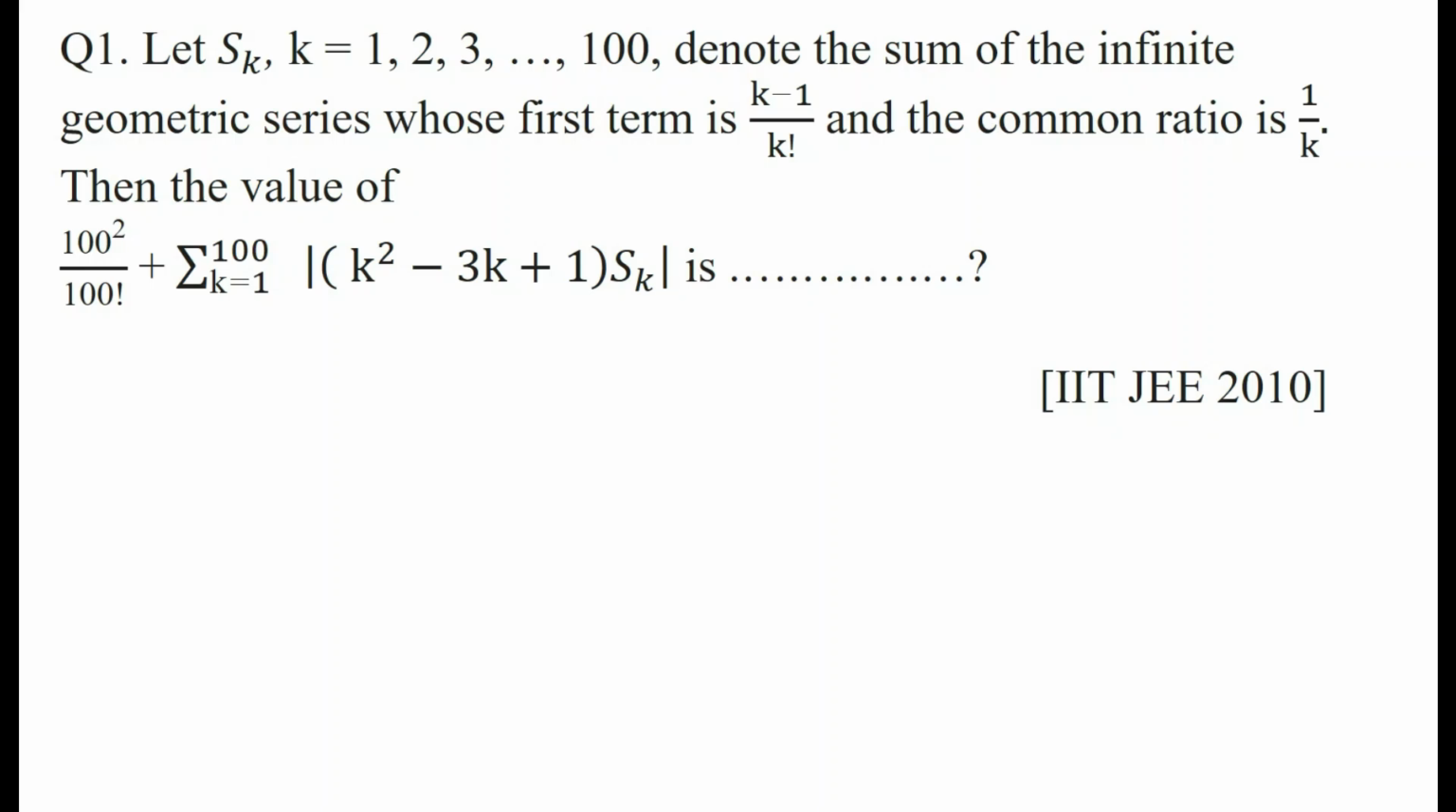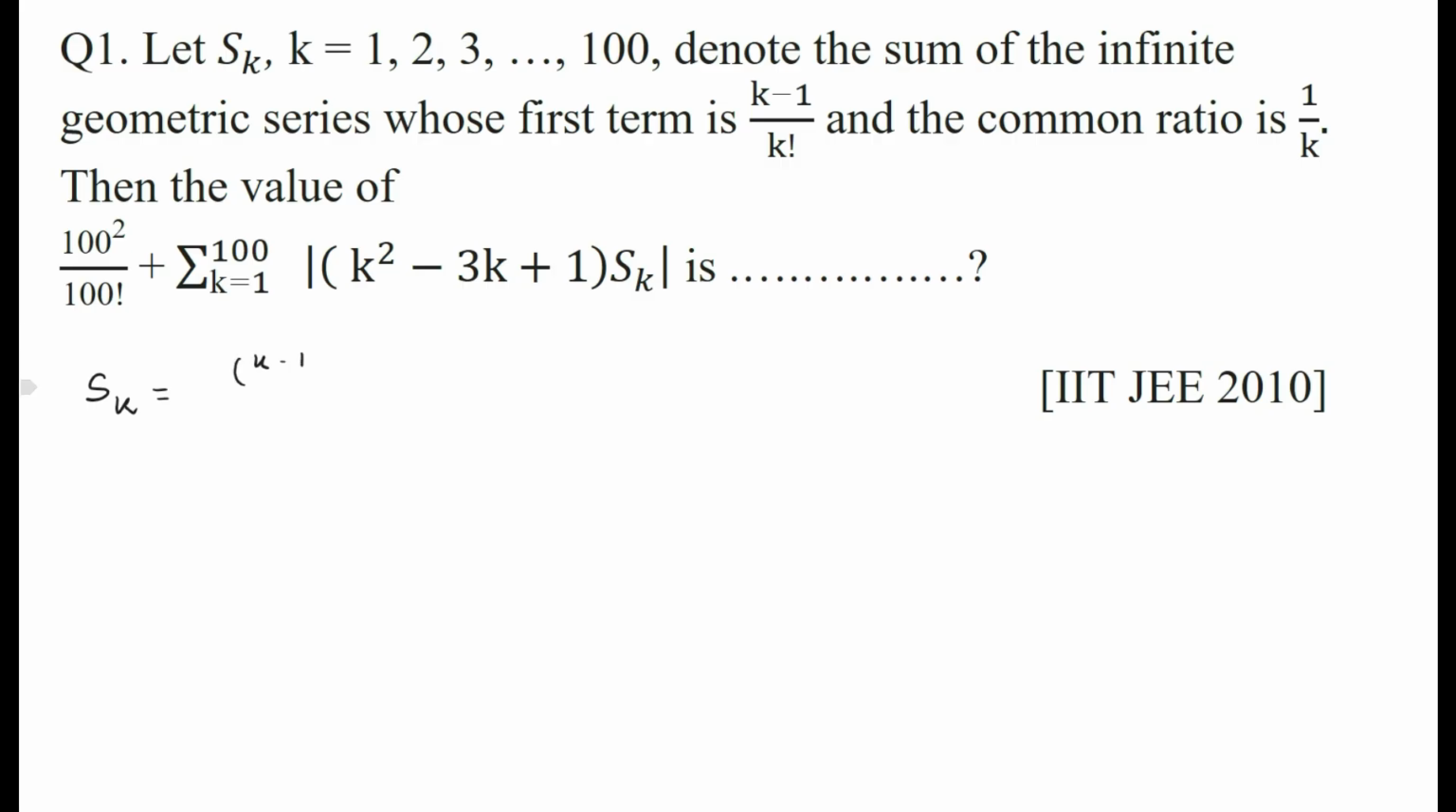Hello students, here's a question from IIT JEE 2010 which asks for the value of this given expression, given S_k as the sum of an infinite geometric series whose first term is (k minus 1) by k factorial and common ratio is 1 by k. So we'll start by first of all finding S of k for the given series.